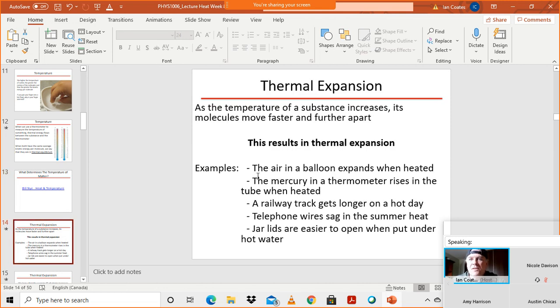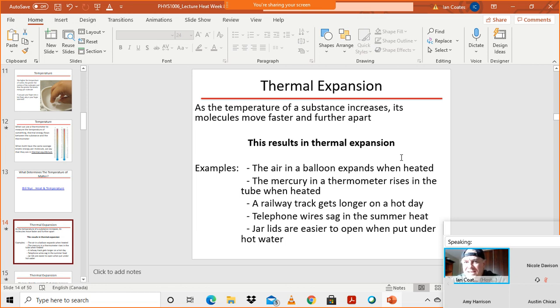Welcome to thermal expansion. Now, this might be new to some of you guys. It's not overly difficult, but it's just the whole process of what goes on when something gets hot or cold. As the temperature of a substance increases, the molecules start to move faster. Whether they're moving or vibrating, the hotter something gets, the more energy these guys have, and the faster they start moving. And what this does is it results in a thermal expansion.